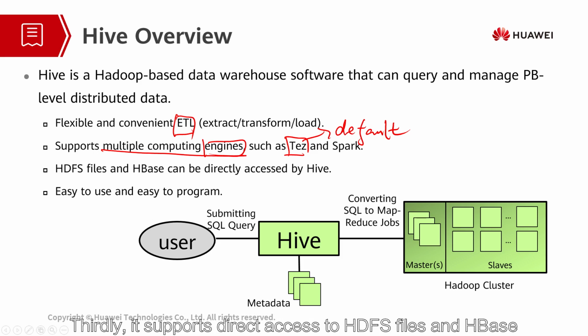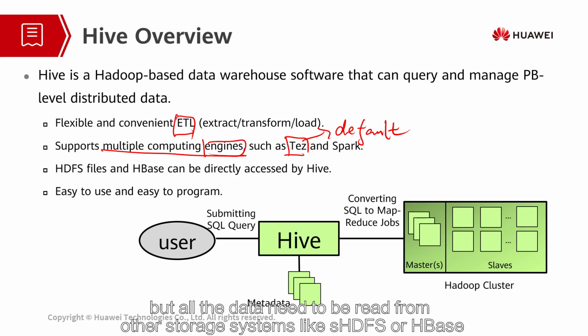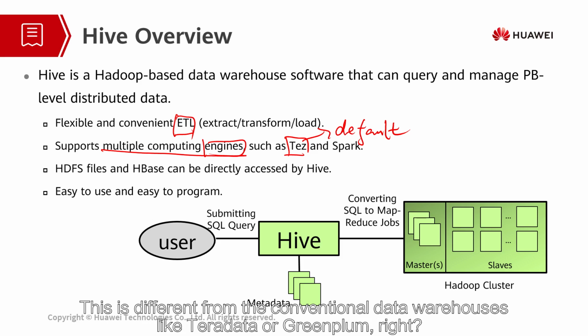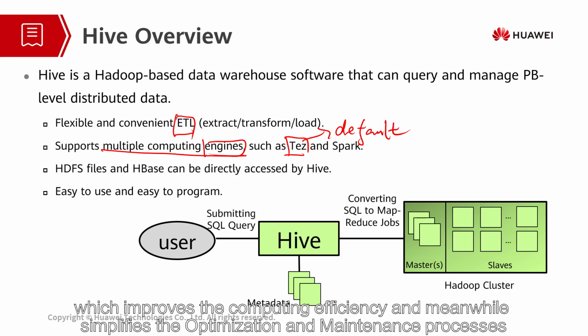Thirdly, it supports direct access to HDFS and HBase. In fact, Hive never stores anything, but all the data needs to be read from other storage systems like HDFS or HBase. This is different from conventional data warehouses like Teradata or Greenplum, right? But this is essential for Hive because Hive implements a separated architecture of storage and computation, which improves the computing efficiency and meanwhile simplifies the optimization and maintenance processes.